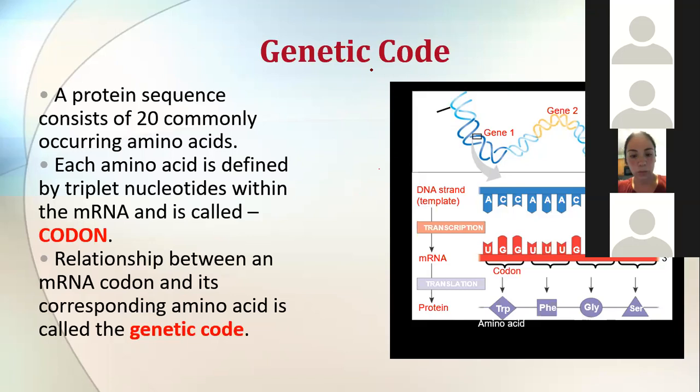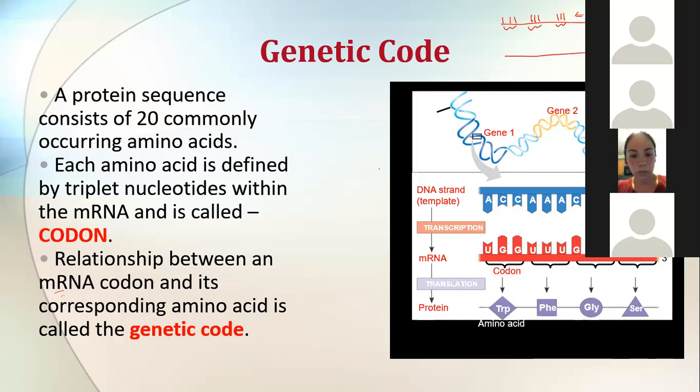Now the genetic code. The genetic code shows the relationship between a messenger RNA codon and its corresponding amino acid. Remember, last week I told you that every time the cell reads the DNA sequence, it goes by three nucleotides at a time. So a three-nucleotide sequence on DNA is called a triplet.